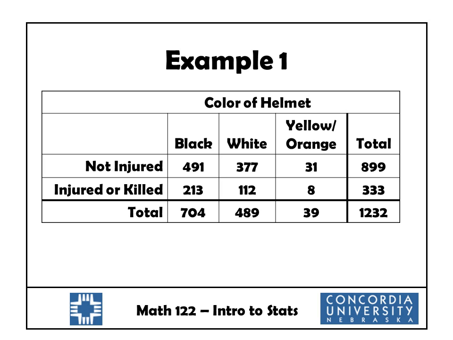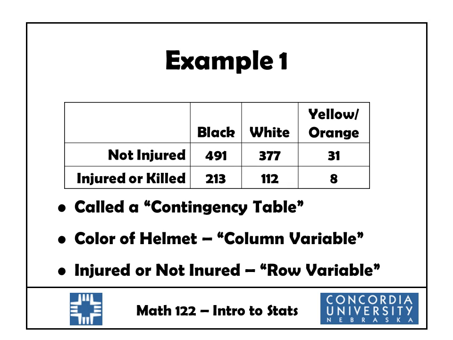Okay. Now this table here, without the columns labeled total, is what we call a contingency table. The color of the helmet is what we call the column variable, and injured or not injured are what we call the row variables. Columns run up and down, rows run left and right.